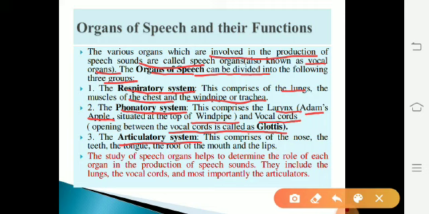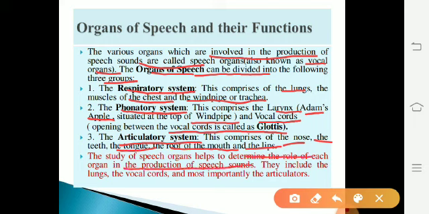This comprises of the nose, the teeth, the tongue, the roof of the mouth, and the lips. The articulatory system comprises of the nose, the teeth, the tongue, the roof of the mouth, and the lips, which we are going to study in the diagram.